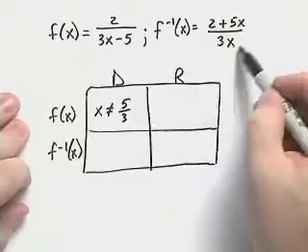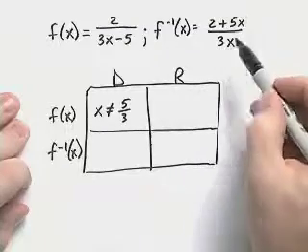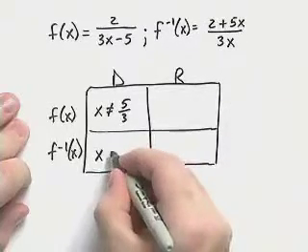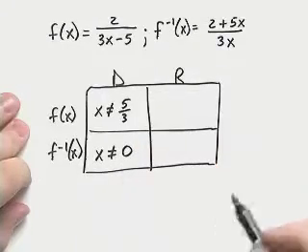For the inverse function, again, it's a rational function. We look at the denominator and see this denominator will equal 0 when x is equal to 0. And so we'll say our domain here is all numbers x not equal to 0.